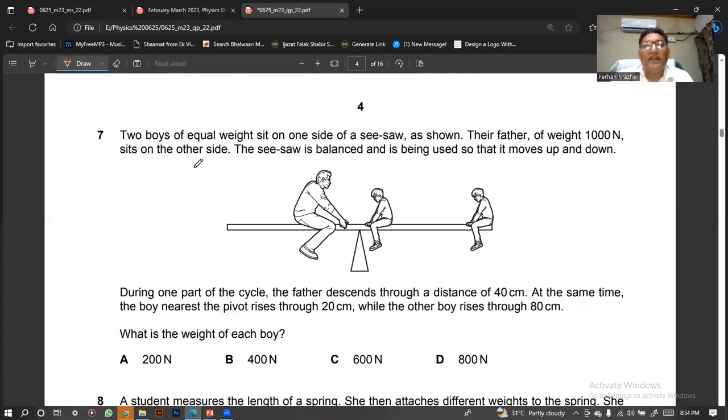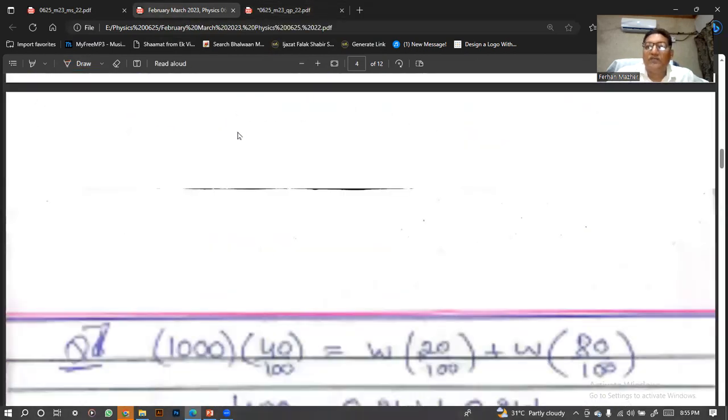Okay, so here one thing is very important: two boys of equal weight. So both of their weights are W and W. The father's weight, I know, is 1000 newton. He goes down, so there is some loss in the gravitational potential energy. The loss in the gravitational potential energy here will be equal to the gain in the gravitational potential energy of these two boys. So this is the main idea. Let me show you.